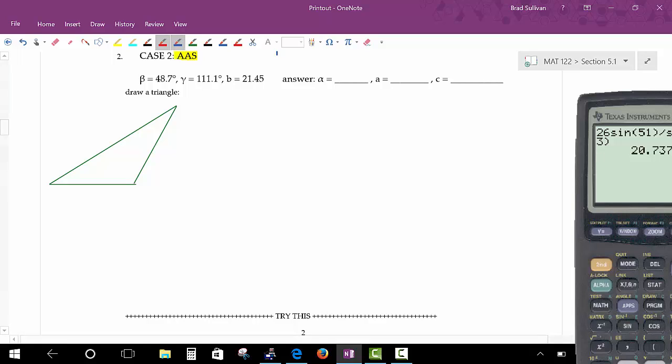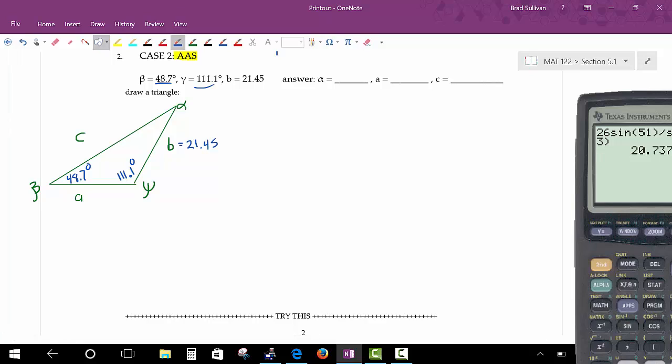So I'm going to start by naming this gamma, and I'm going to name this beta, and this alpha, and that'll force this to be A, B, and C like that. So you got to do your naming convention. Now I'm going to put in what I gave. So I gave beta is 48.7 degrees. I gave gamma is 111.1 degrees. And then I also gave side B as 21.45.